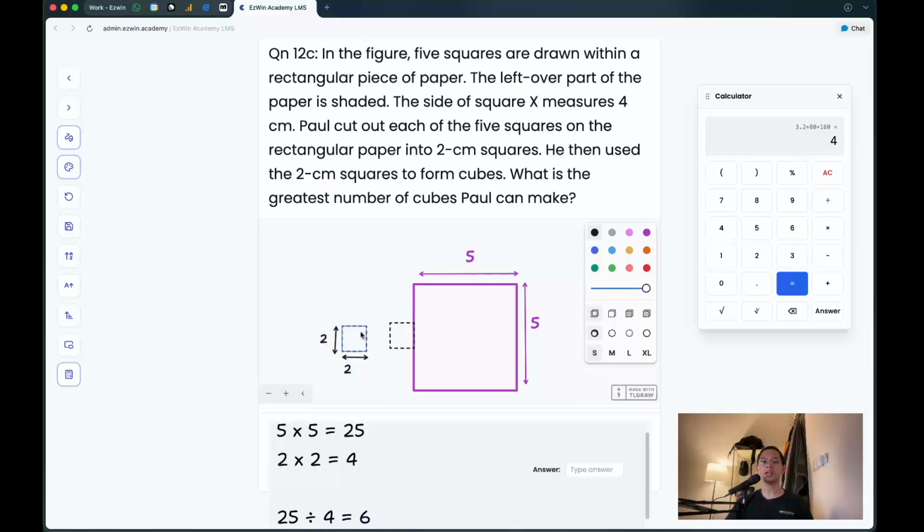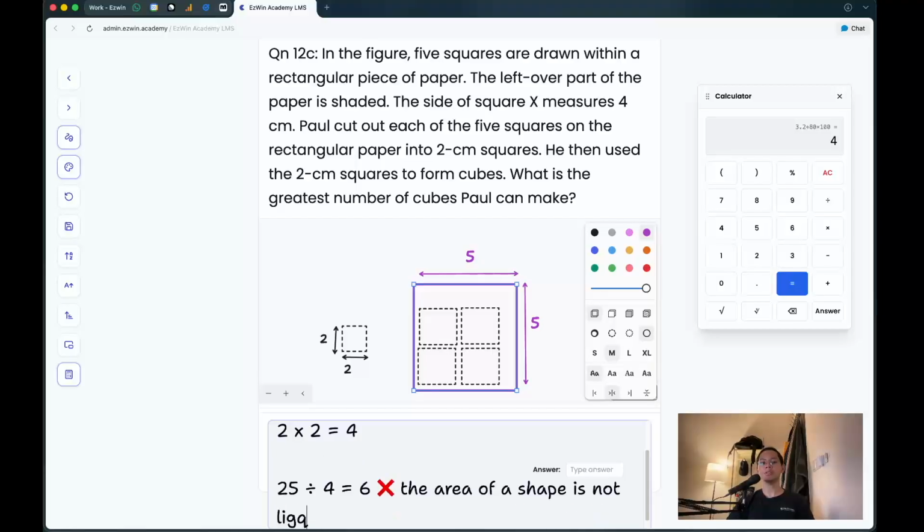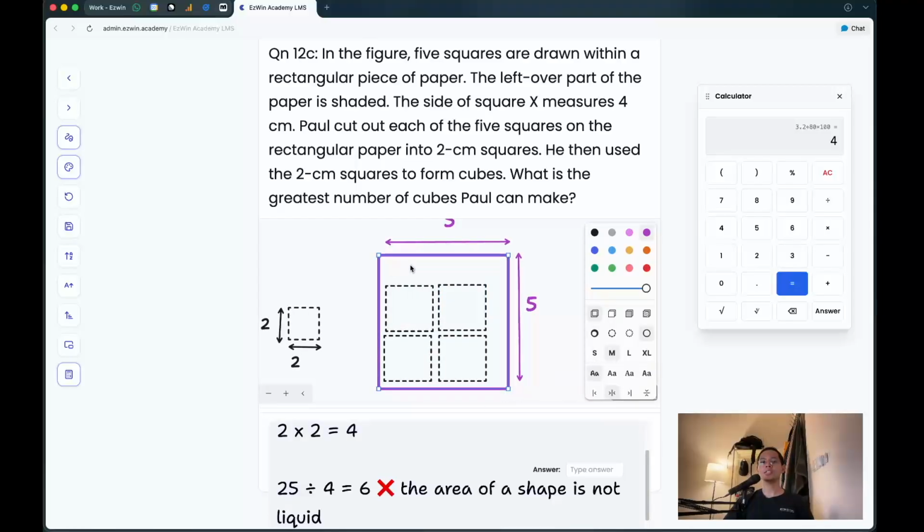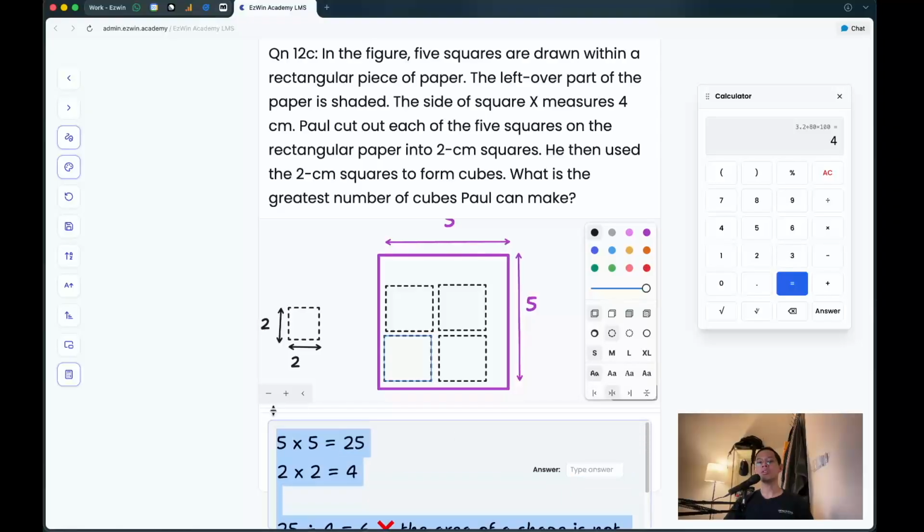But if you were to cut out properly, that's what you see over here. 2 by 2 is roughly half, like this, right? And then we have one more, like this, and we have one more. So we have an excess, right? This is a bit exaggerated, but this is wrong. This is totally wrong because the area of a shape is not liquid, which I think is a very good way to explain. It's not liquid, so it cannot use the remaining spaces to form another square. So that's what I like about my student's explanation.